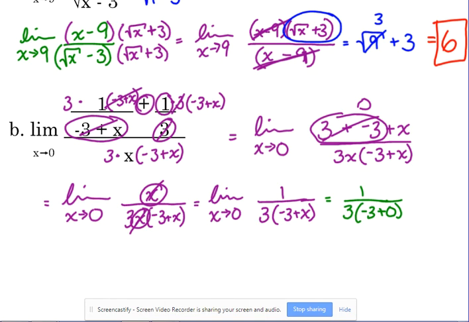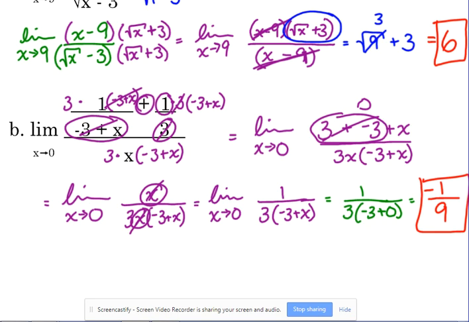So negative 3 plus 0, negative 3. So we've got negative 1 over 9. Yes, I know the negative was in the denominator, but you can slide the negative sign up into the numerator. We don't leave the negative in the denominator, okay? I will count off of that. Do not leave the negative in the denominator. Slide it up to the numerator.